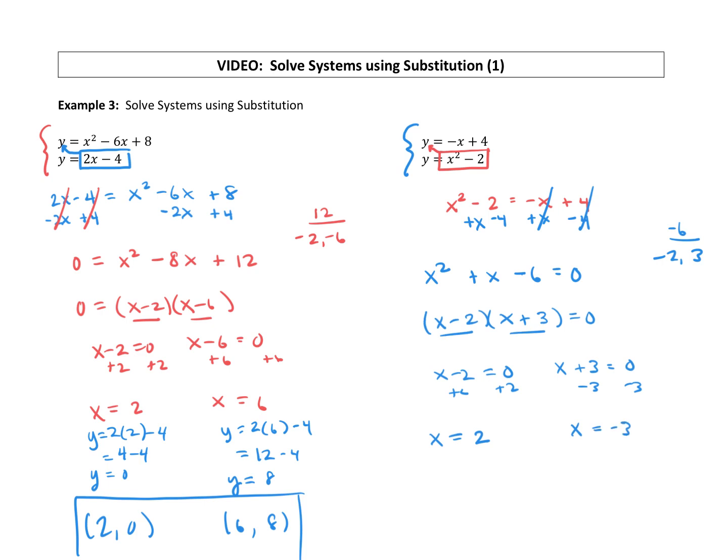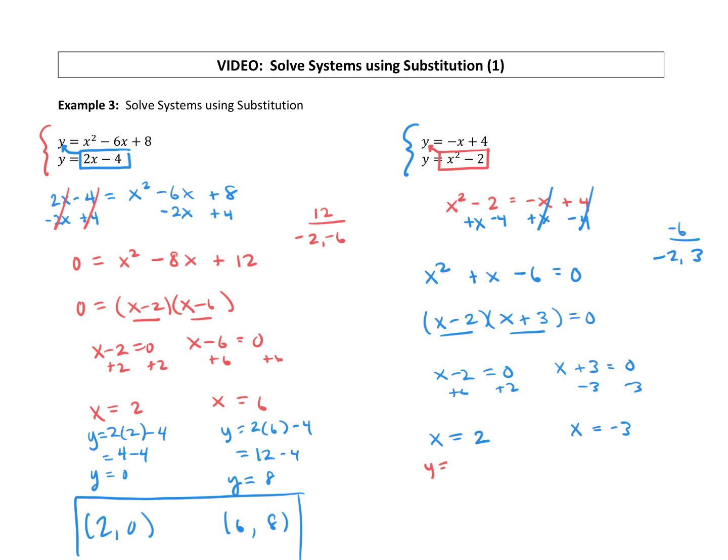Now again, because the original problem had x's and y's, I need x's and y's in the answer, so I want ordered pairs. We are going to take this 2, we can plug it back into the top equation or the bottom equation. Let's see, whatever one seems easier. Maybe I'll just go with the bottom one again. They both look pretty easy, so it really doesn't matter.